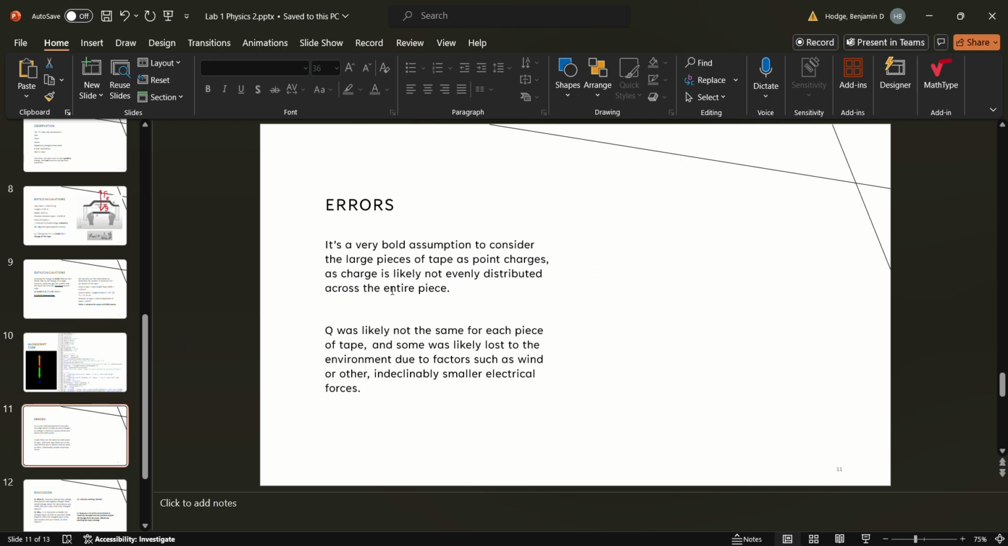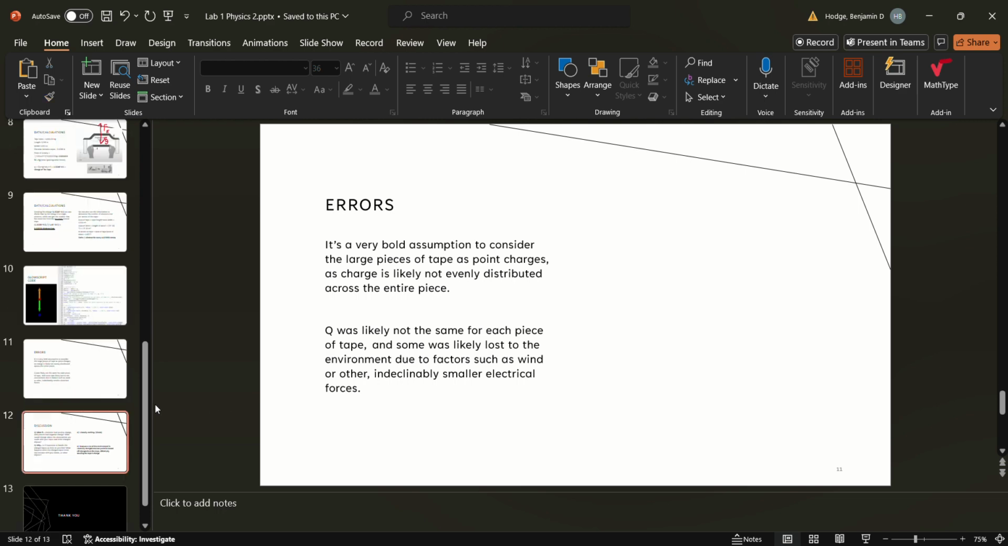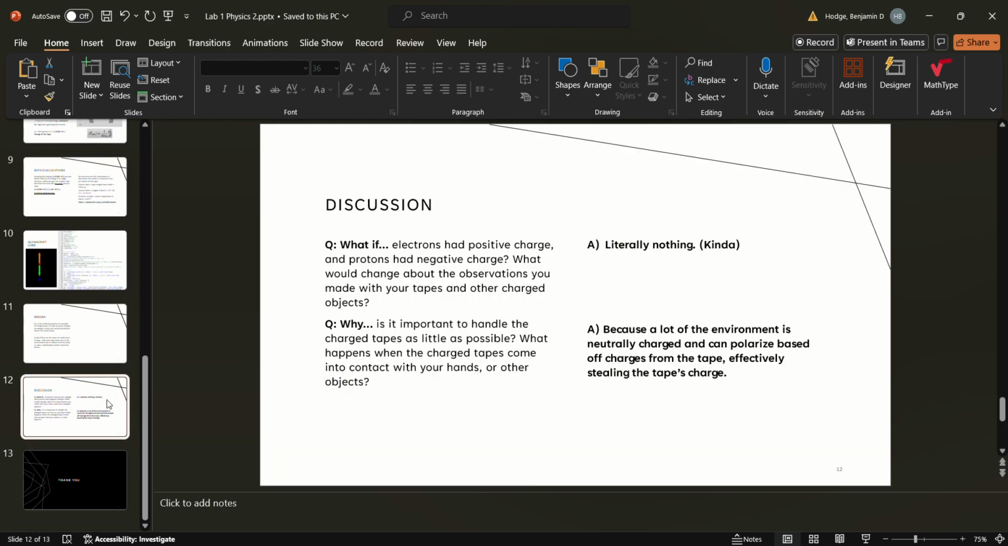But there, of course, are some errors to this. It's a very bold assumption to consider the large pieces of tape as point charges, because they are large pieces of tape after all, as charge is not entirely evenly distributed among the entire piece, right? And Q is also not likely the same for each piece of tape, even though we can assume both were positive based off of their reaction. Some was likely lost to the environment due to factors such as wind, other small electrical forces, maybe some mishandling or things along those lines.